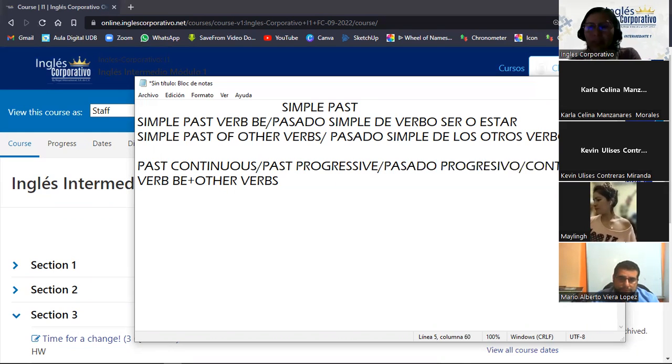Now, es bien similar si pensamos en la estructura en sí, right? So we use past continuous plus a verb, right? Es que yo estaba escuchando. Other verbs, y aquí, por supuesto, agregamos algo que nosotros siempre le llamamos ing, right? Okay, teacher, can you give me examples?